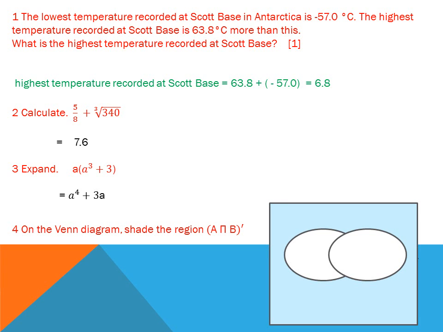On the Venn diagram, shade the region (A intersection B) whole dash. So here two circles are showing, one is A, one is B. A intersection B whole dash means we should shade all the regions except the intersection of A and B. So only leave the region A intersection B and shade all the other regions.